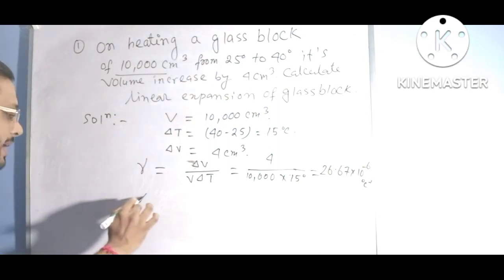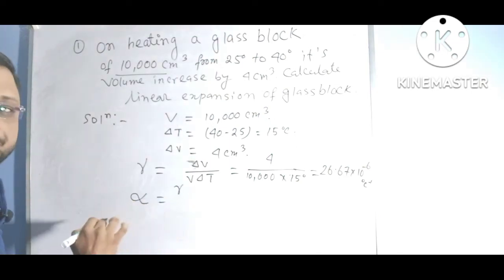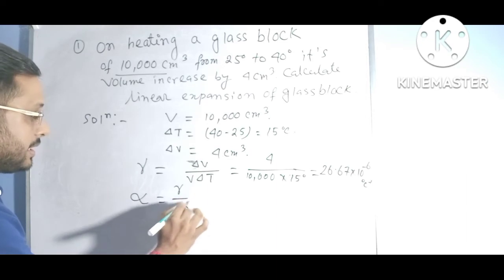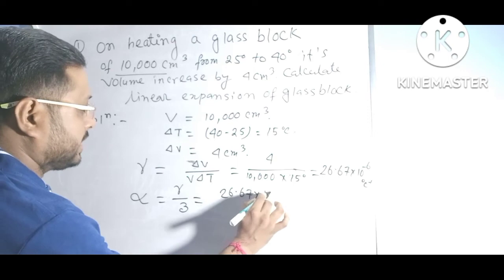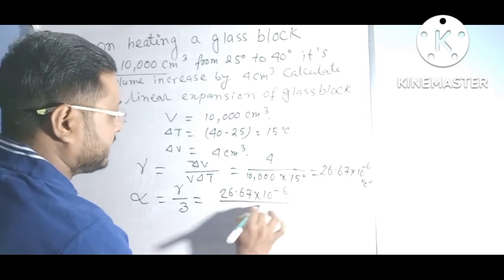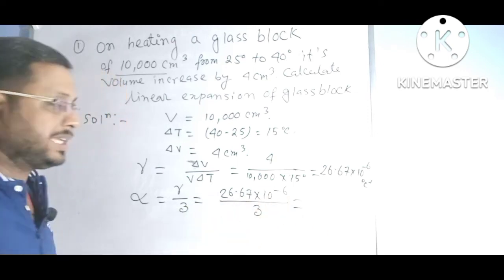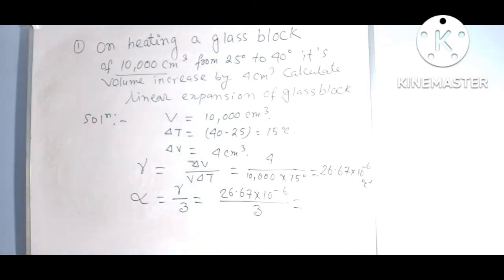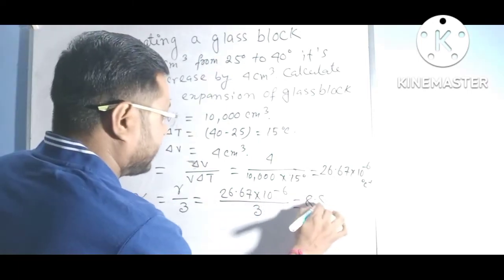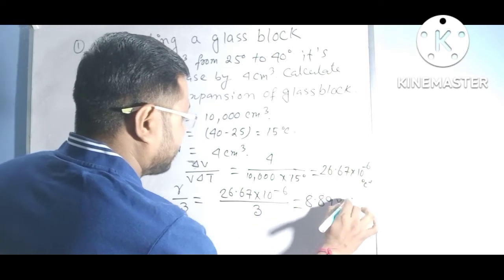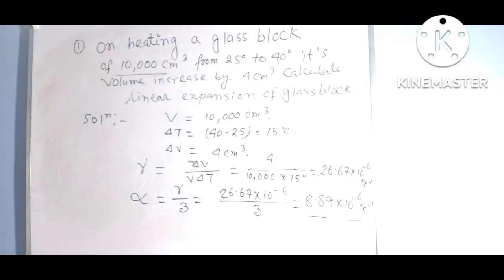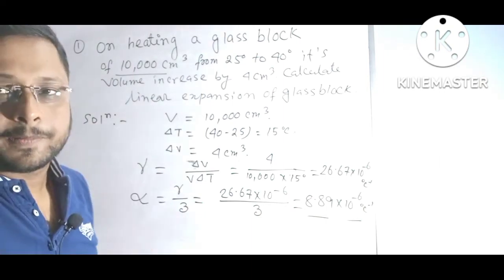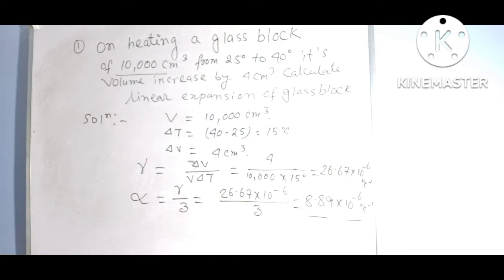We know that the value of the linear coefficient alpha is equal to gamma by 3. Therefore, 26.67 into 10 to the power minus 6 is simply divided by 3. We get the value of linear expansion. So the value of linear expansion is 8.89 into 10 to the power minus 6 per degree centigrade. So we get our first answer. I hope you will understand this.